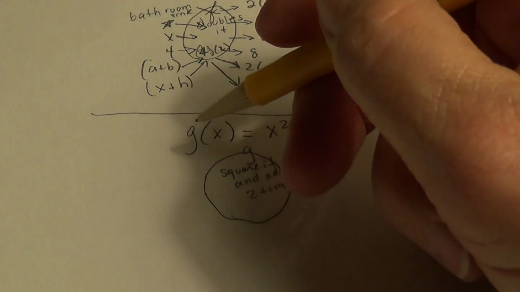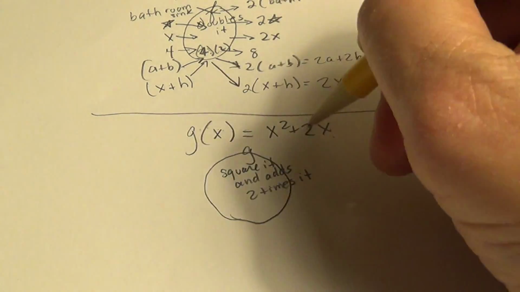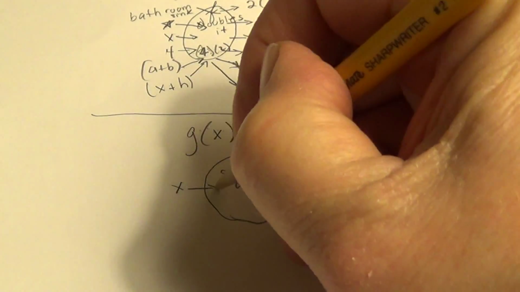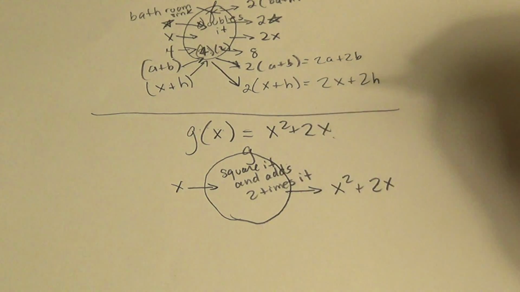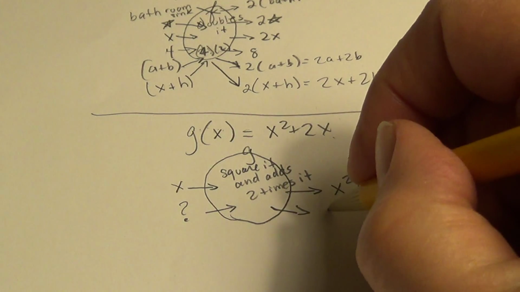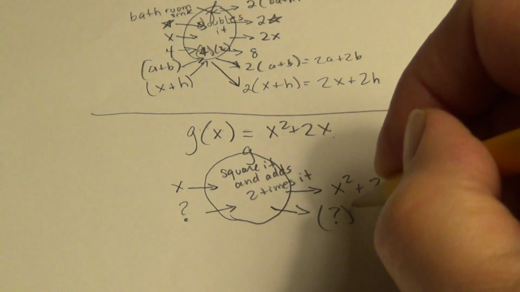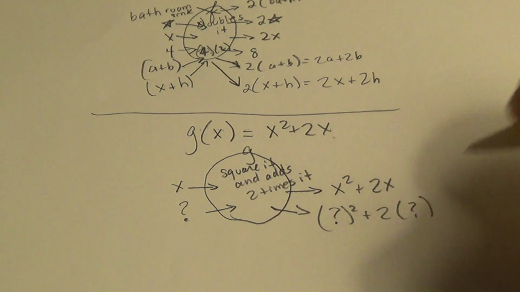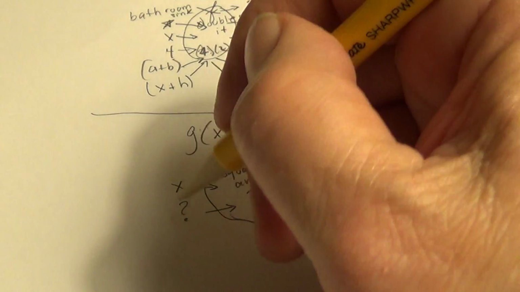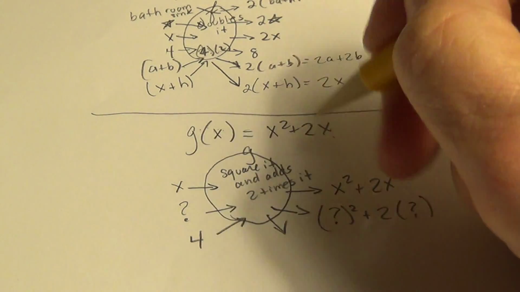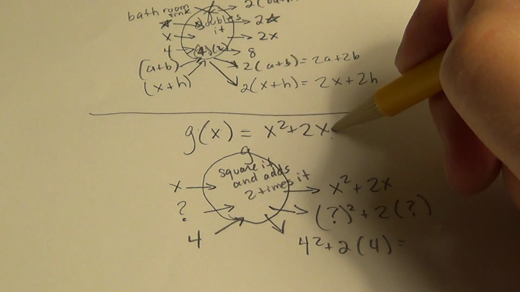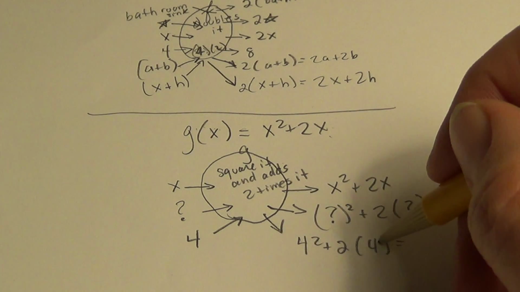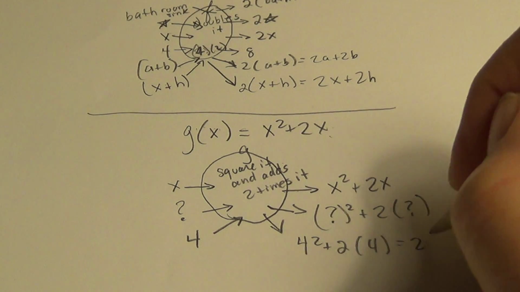Alright, so I am going to put in an x. This is an example. So, I'll use x first. And what will it spit out? It'll square what I put in, and add 2 times it. Just like that. So what if I put in a question mark? It will take the question mark and square it and add 2 times question mark. And if I put in a 4, I get out 4 squared plus 2 times 4, following the same rule that this function is established. What's that? 16 and 8 is 24.